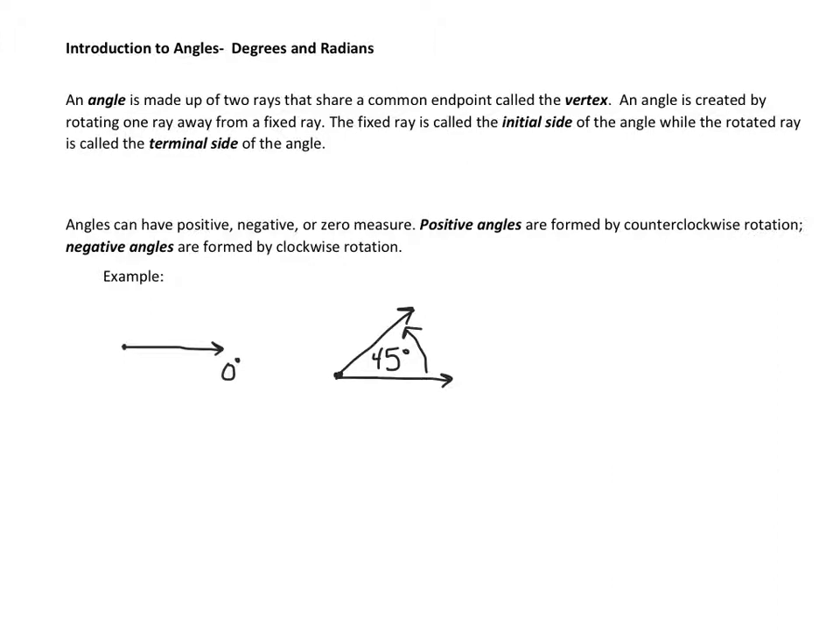The next example is when we have a negative angle. So if we start with our initial side and we rotate clockwise, this makes us a 45-degree angle, but it's negative because of the direction.